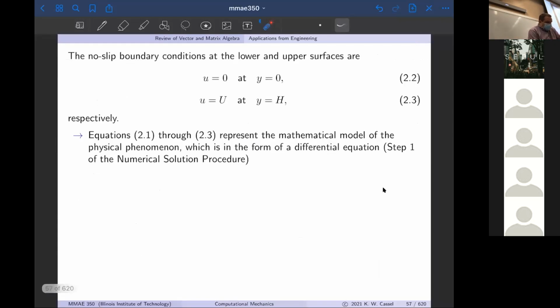Here are the boundary conditions. Basically, it's called the no slip condition. They say that the velocity of the fluid at the surface is the same as the velocity of the surface. So the fluid adjacent to the bottom boundary at y equals 0 has 0 velocity. The fluid adjacent to the top surface at y equals h has a velocity capital U. So the fluid is moving at the same speed as the adjoining surface. That's called the no slip condition. There's no slip between the surface and the fluid directly at the surface. They go at the same speed.